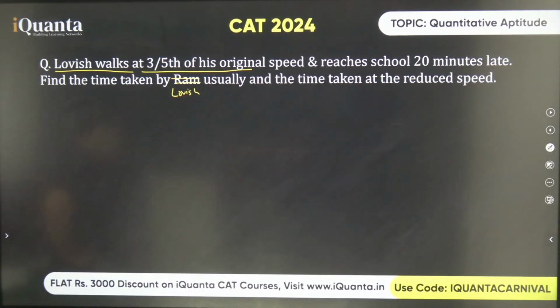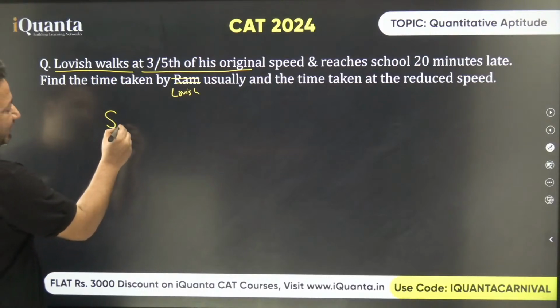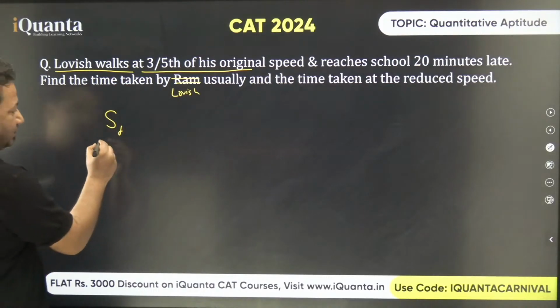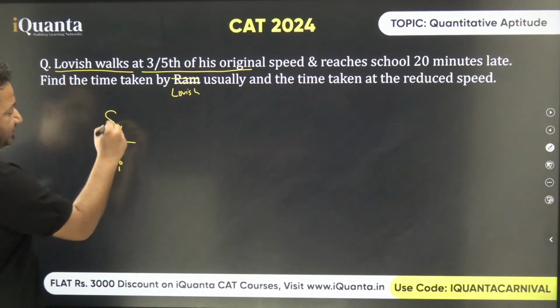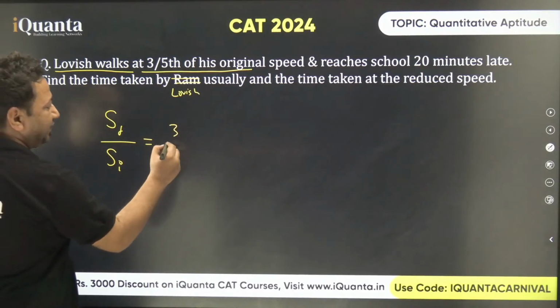The most common example. What is constant, by the way, here? Anyone? What is constant? Speed and time are changing. Home to school, distance is constant. So speed and time are inversely proportional. Isn't it? So I can say SF, where F denotes final and I denotes initial. So final speed upon initial speed, all right, this is given as 3 by 5.